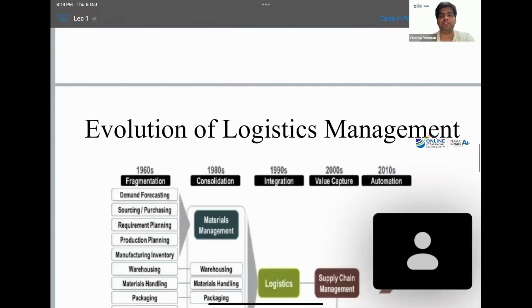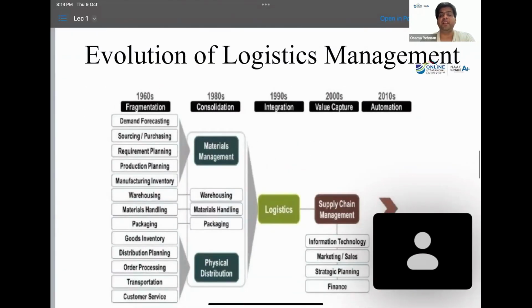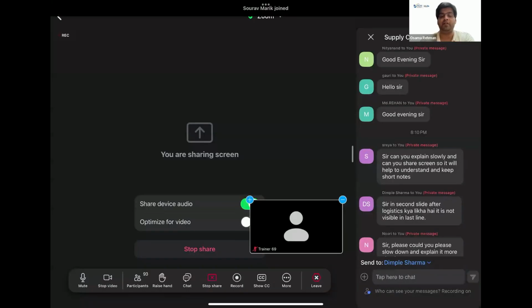Next would be evaluation of logistic management. But before that, let's take Q&A if you have any query on the introduction part. Guys, you can put it on chat if you have any query.